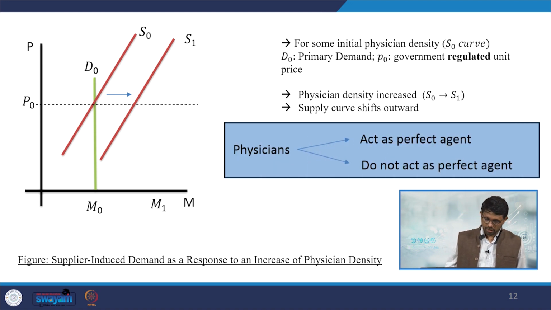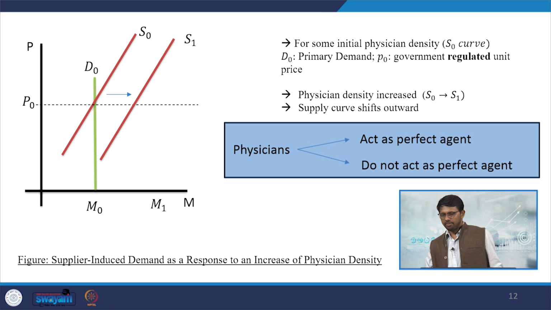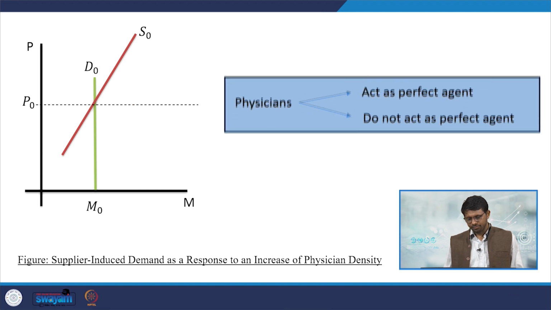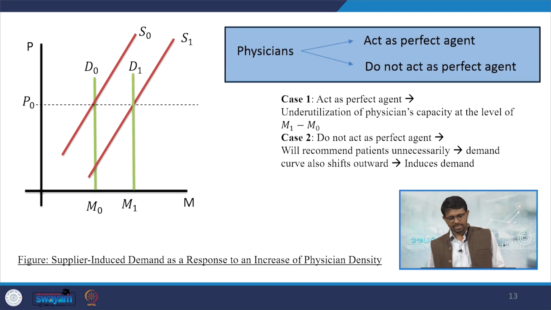Now, given this case, the physician might act as a perfect agent or may not act as a perfect agent. We are heading towards our modeling of induced demand. We are just giving the anecdote to the problem. In case 1, when the physician acts as a perfect agent, there is a possibility of underutilization of the physician's capacity at the level of M1, from M1 to M0.